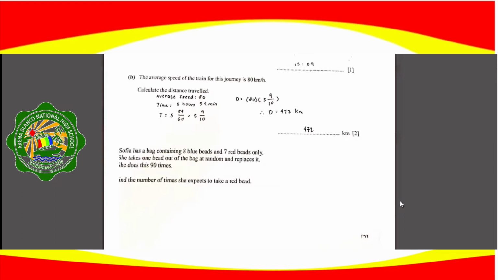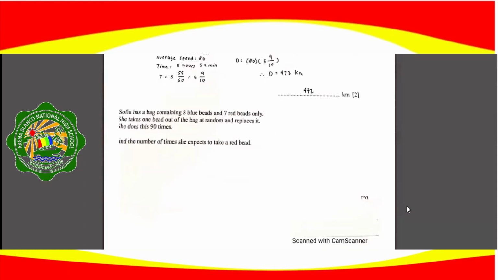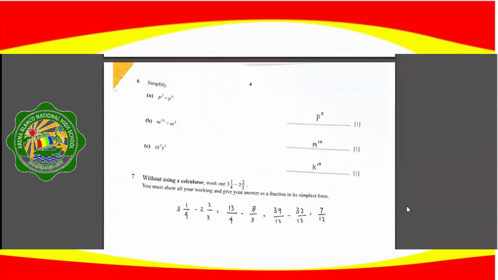Correct? Yes. So since you will be doing this 90 times, then 7 times 90 divided by 15. What is 7 times 90 divided by 15? 42. Okay, so that is the answer. Okay. So are we clear on that? Next, number 6. Simplify p raised to 2 times p raised to 4, which is p raised to 6.